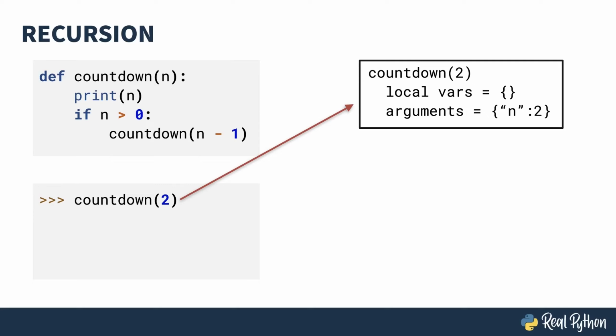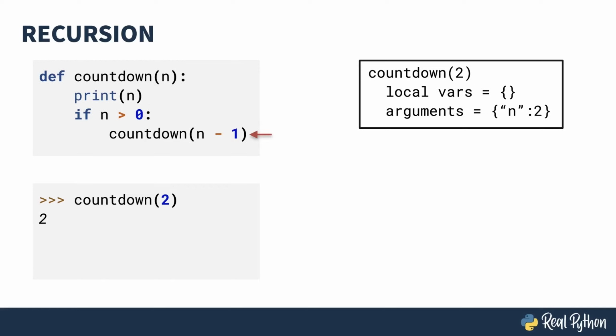When countdown is called with 2 as an argument, a new stack frame is created with space for local variables and the arguments to the function. As countdown doesn't have any local variables, that's empty, but it does have an argument. N is 2. The function runs, and the first instruction is called print. That prints the value of n, which at the moment is 2.